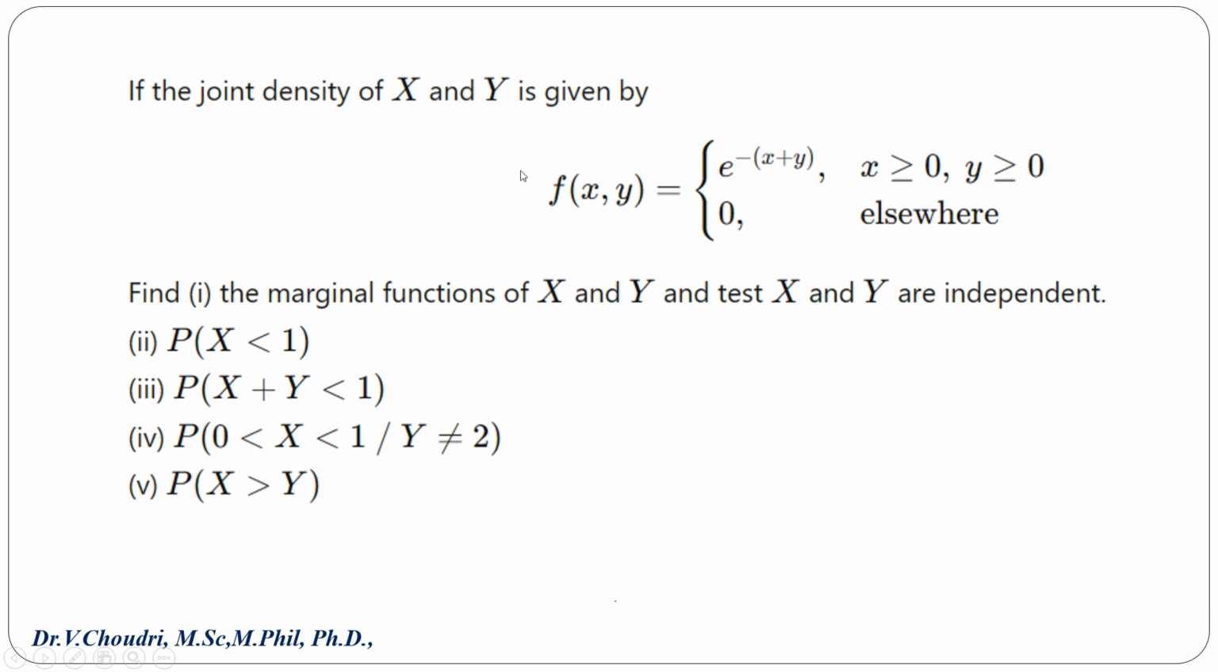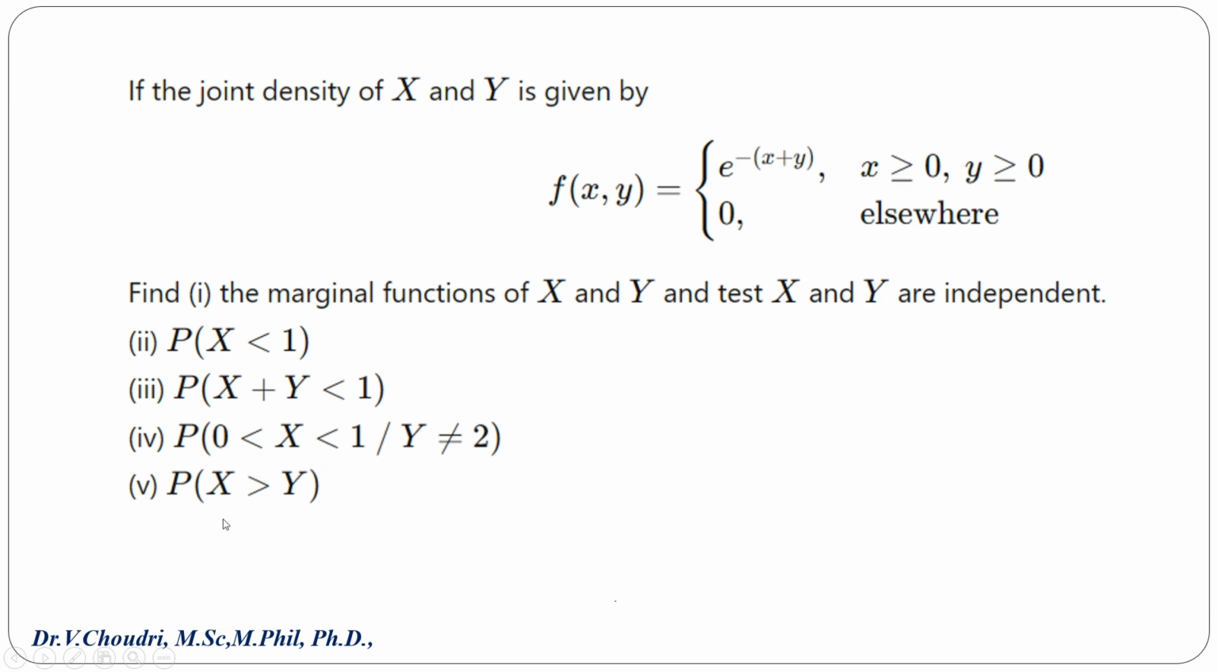See, the joint density function is given: f of x comma y equal to e power minus (x plus y), with limits x greater than or equal to 0, y greater than or equal to 0, and 0 elsewhere. Now we are going to find the marginal functions of x and y and test whether x and y are independent. Second, P of X less than 1. Third, P of X plus Y less than 1. Fourth, the conditional probability of X between 0 and 1 given that Y equal to 2. And finally, probability of X greater than Y.